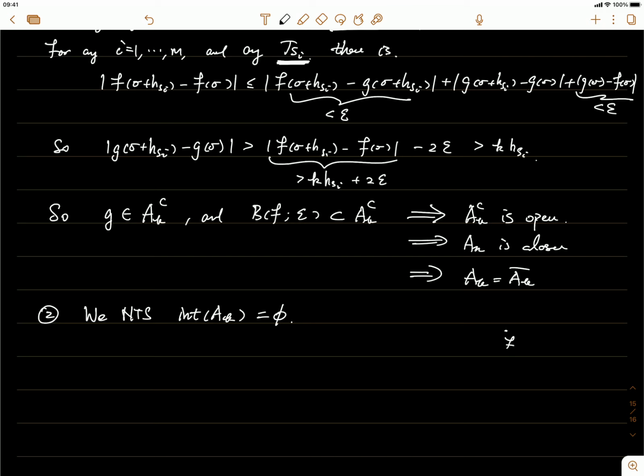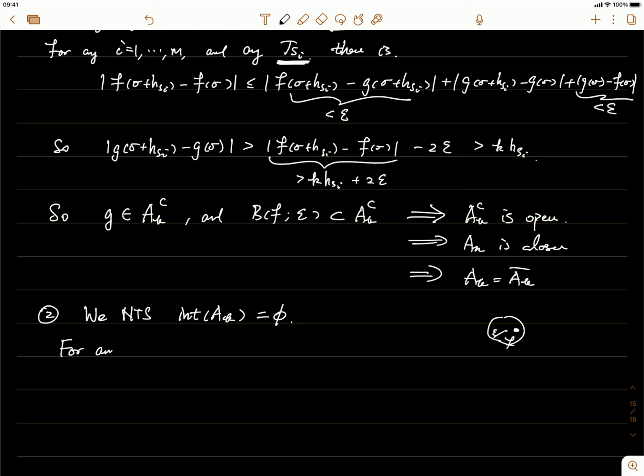I call it F, and for any neighborhood of this F with the radius epsilon, there exists some point in here that is not in AK. So that means F cannot be an interior point. I need to show this for every F in AK, that every F in AK is not an interior point. To show that, I need to show that for any epsilon, there exists some point in here such that it is not in AK. Okay? So this is my plan.